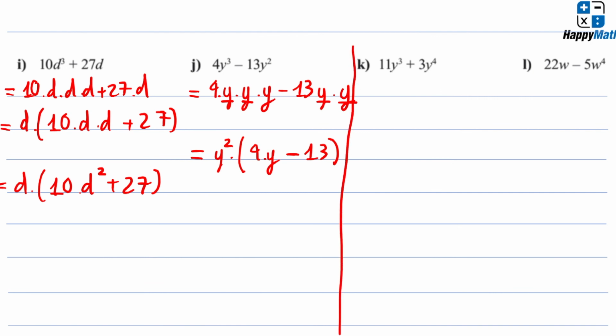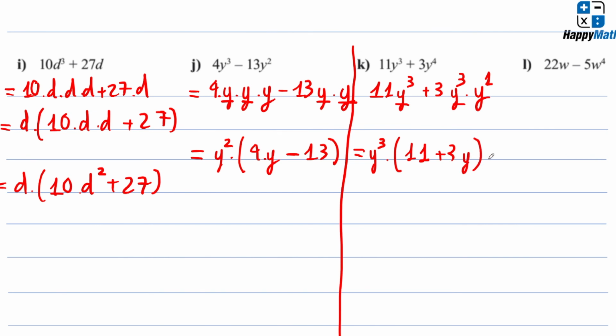And a lot of problems about question K. But in question K, I will change the writing like this. I write down here a y cubed, and y to the power 4 here means y cubed multiply y. Exactly. y to power 4 equals y cubed multiply y, because y here is y to the power of 1. So I'm sorry, here y cubed is the common factor. I take y cubed outside. I got here 11 plus 3y like this.